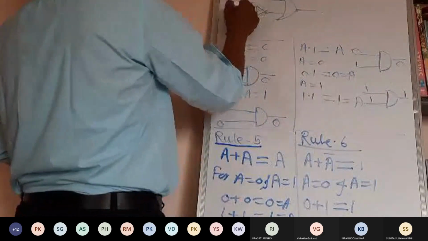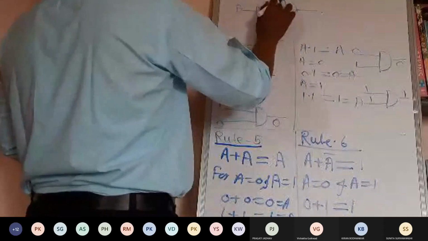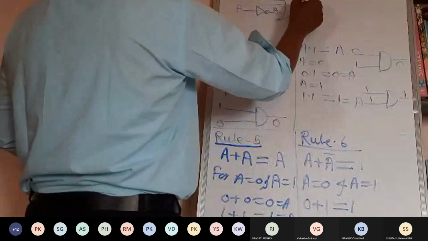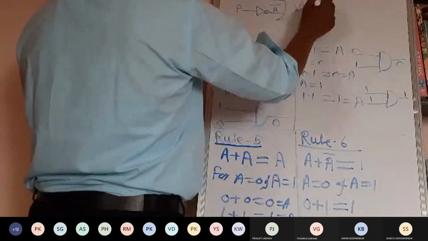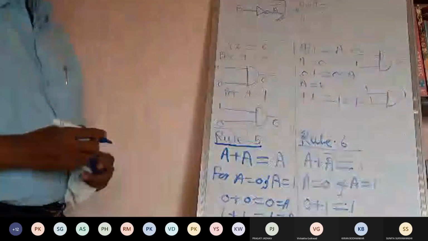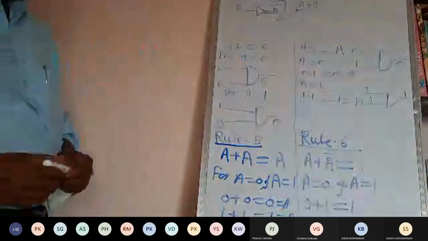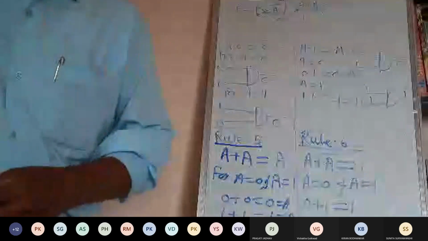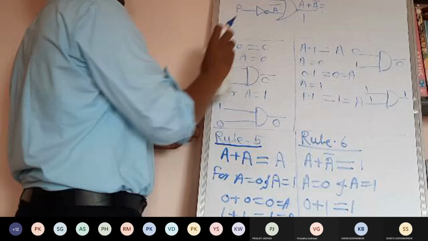Okay, this is A. Here I got a complement. Then it is A plus A complement, that is equal to 1. Fine. Next rule number, what number was this? Rule number 6. Rule number 7, A into A.